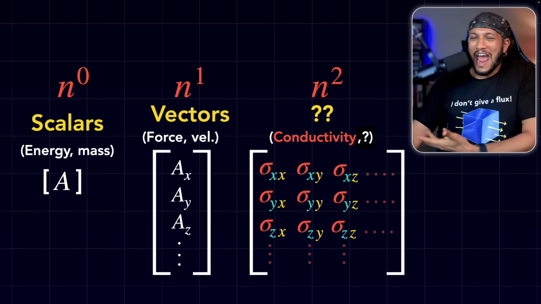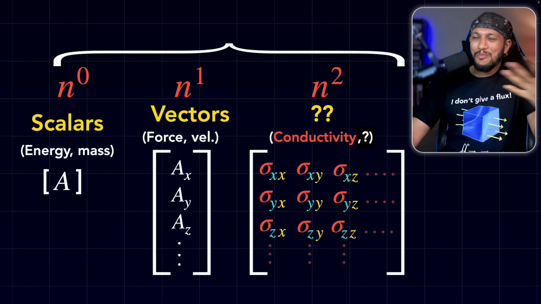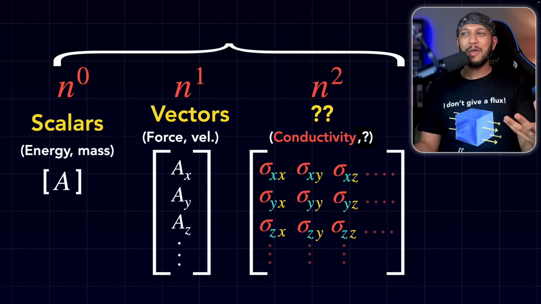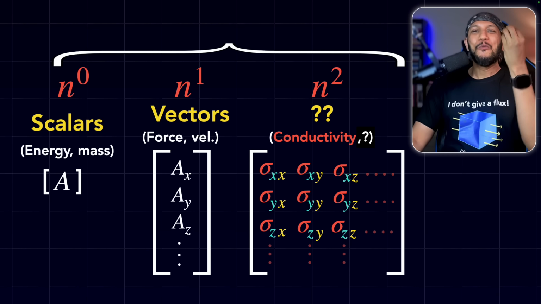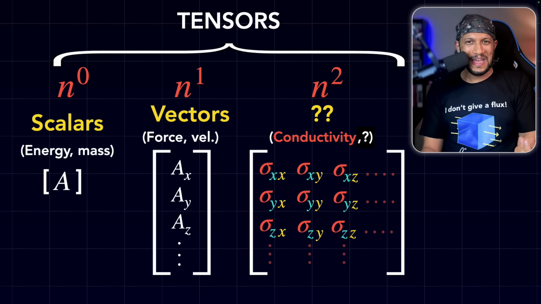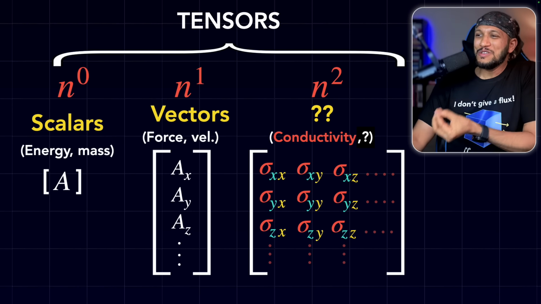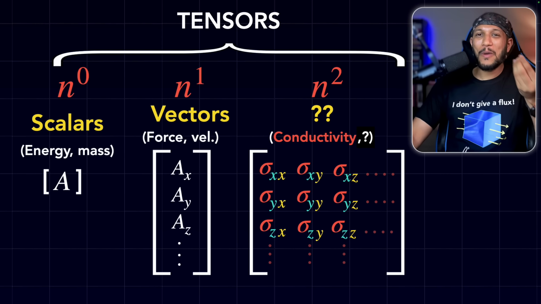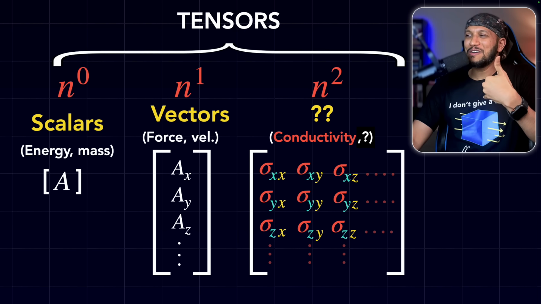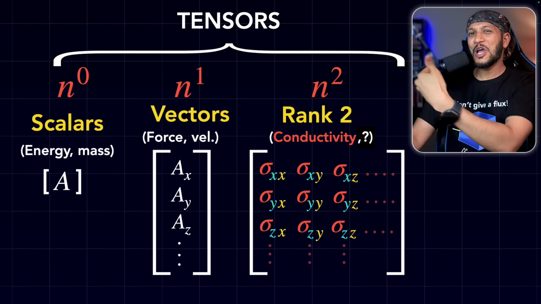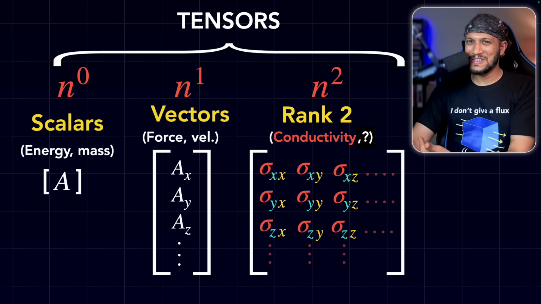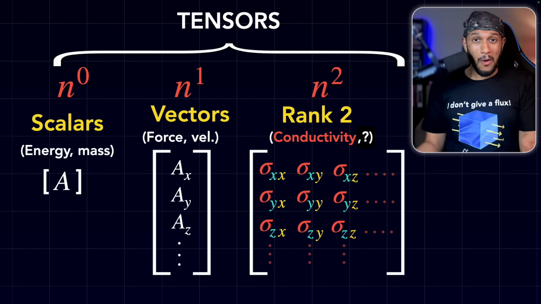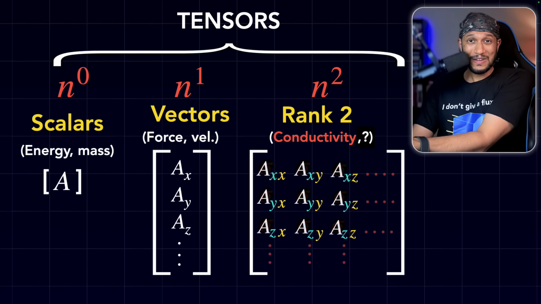This is why it actually makes sense to club them all together under the same bucket and call them all something. We call them tensors. And so scalars are just rank 0 tensors. Vectors are rank 1 tensors. And so we're going to call conductivity a rank 2 tensor. But of course, our next question is, are there more quantities that are rank 2 tensors, and how do we again rediscover them?